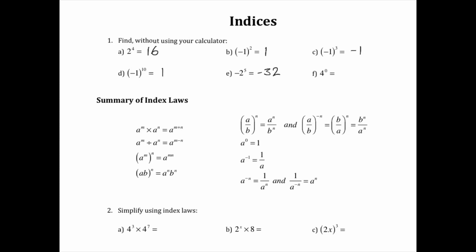What's 4 to the 0? 1. Okay, anything to the power of 0, anything at all, is 1. Might just do a G. Does anyone know what 2x to the 0 is? Because x to the 0 is 1. So it's like 2 times 1, which is 2. Is that all okay with everyone?